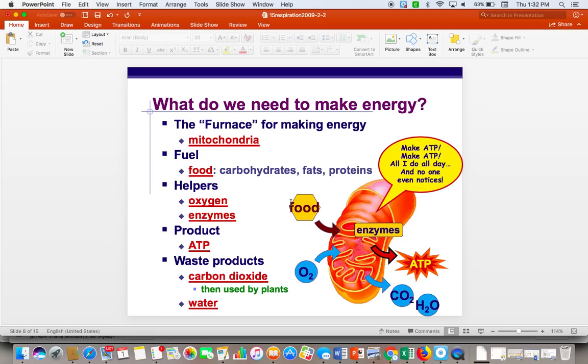Okay, so again, our furnace, or the location of this reaction, is going to be the mitochondria. We're going to use carbs. We have to have oxygen and enzymes. We cannot forget about them to get our ATP. And then our waste product is carbon dioxide. So please remember that carbon dioxide is waste. It's what we produce. We have to have oxygen, but we are going to release carbon dioxide, which of course, as it says, is then used by the plants.